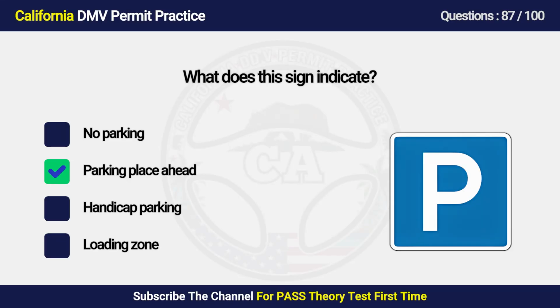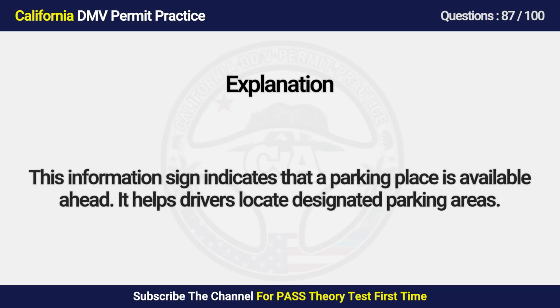Answer is B, parking place ahead. This information sign indicates that a parking place is available ahead. It helps drivers locate parking areas.